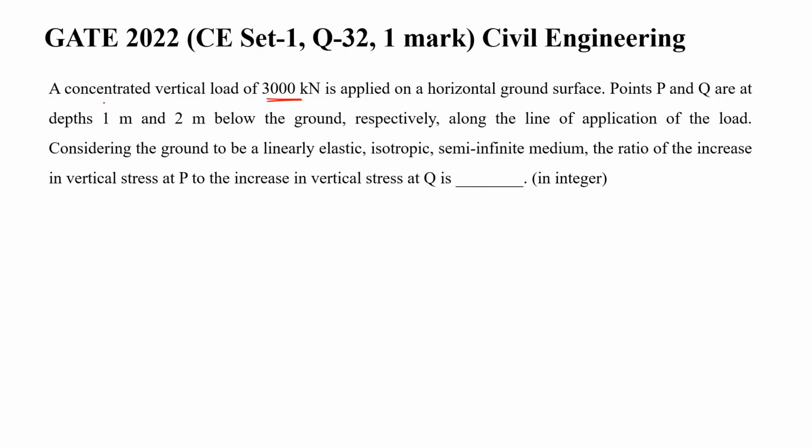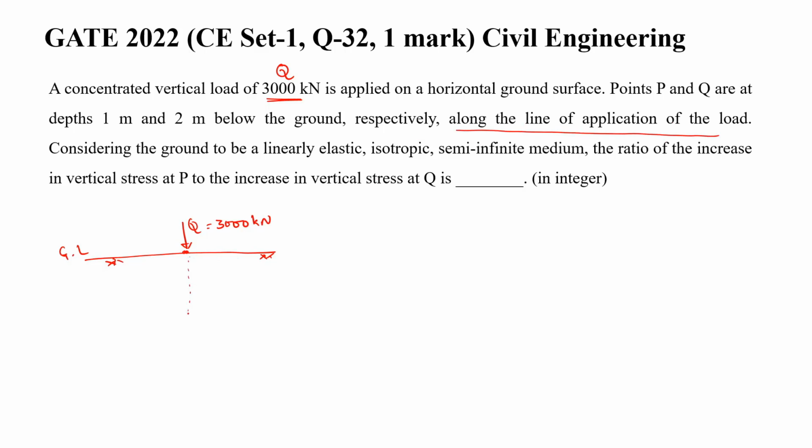So let's read it again. A concentrated vertical load of 3000, let us denote it by Q, is applied on a horizontal ground surface. So let us take a surface, this is ground level. Let us say there is a load applied which is equal to 3000 kilonewton. So it's a point load because it is a concentrated vertical load, and points P and Q are at depths 1 meter and 2 meters below the ground respectively along the line of application of the load.